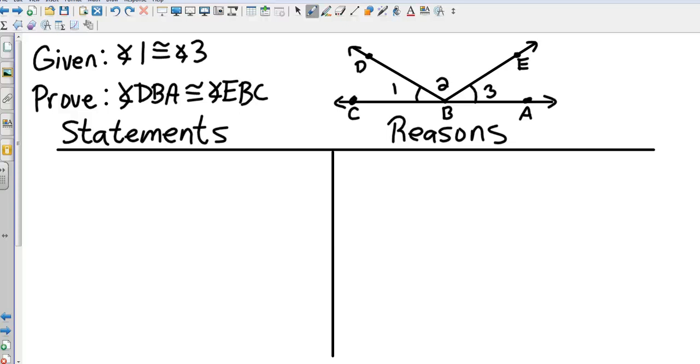I'm going to go ahead and start off with the very first statement, and that's always going to be the given. What kind of information did they give to you? When we did our algebraic reasoning yesterday, this was the same thing we did. We were given a problem to start out with.